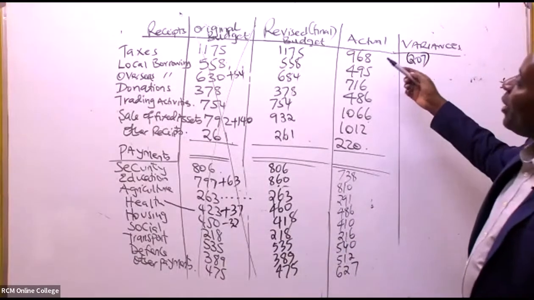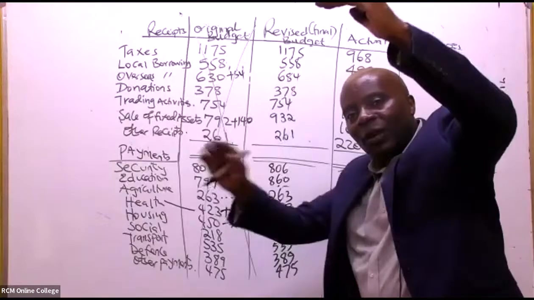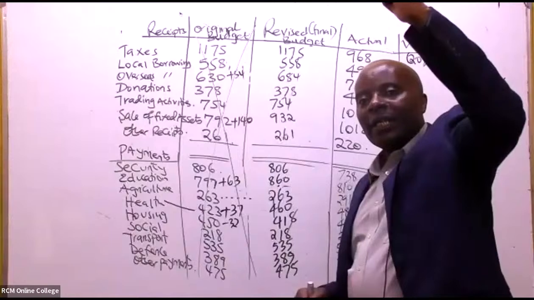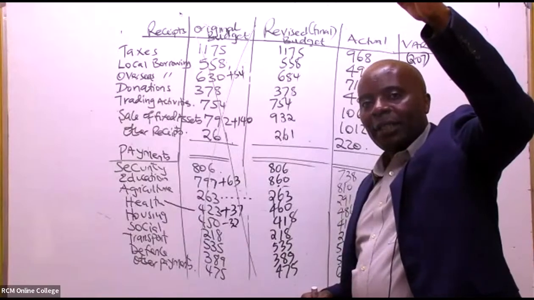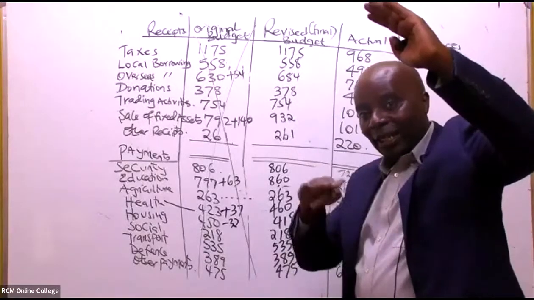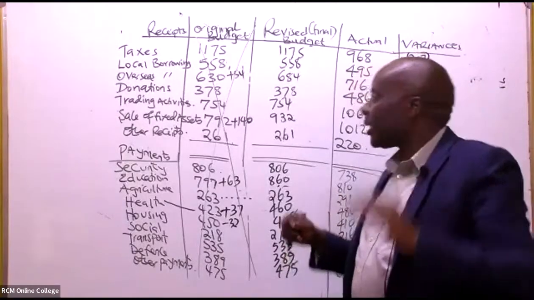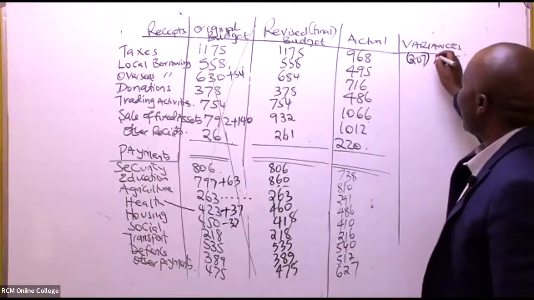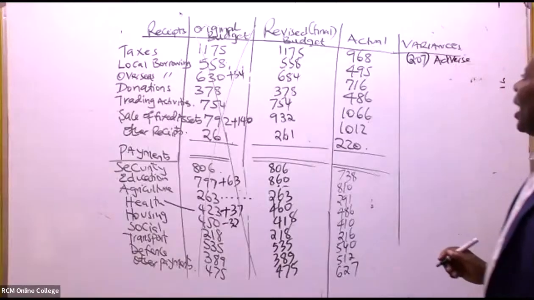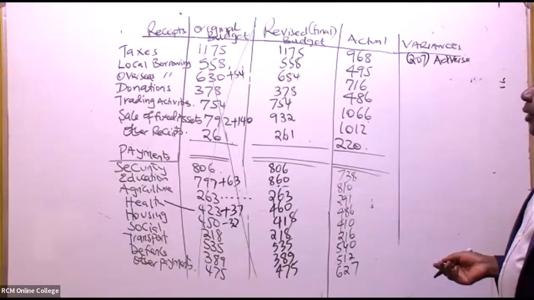Why is it bad? Remember, we had budgeted to tax high, but in this case we have taxed less. So we budgeted a high tax revenue, and then Gen Zs came, and they made the president collect less. You will really be very unhappy. So in this case, this will be an adverse variance. We shall be writing A, adverse variance. It's a bad variance. All right?